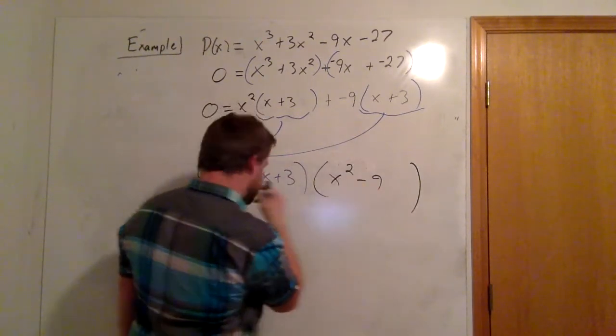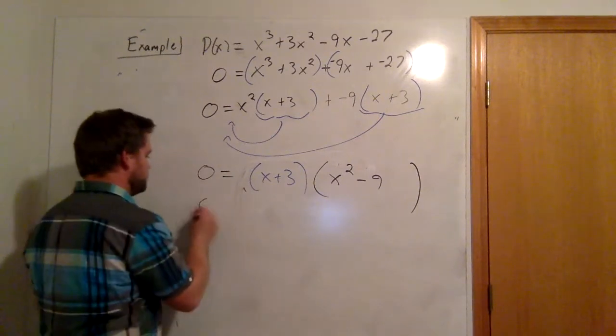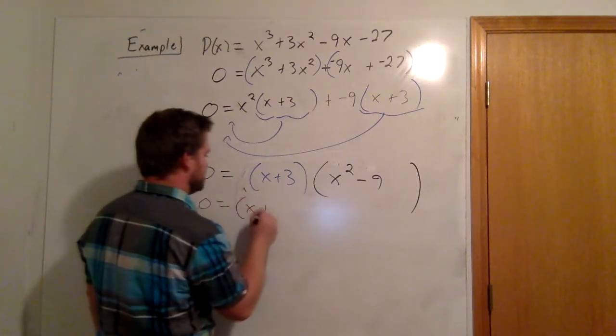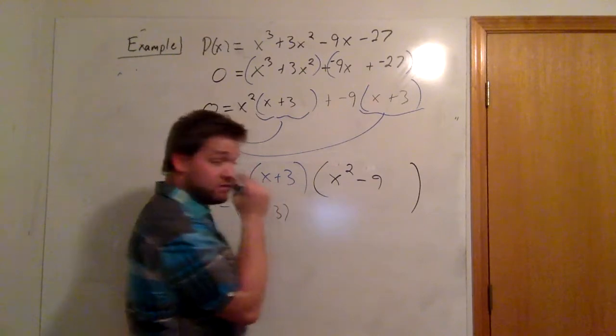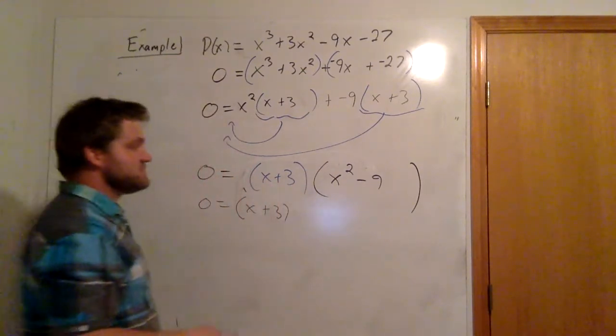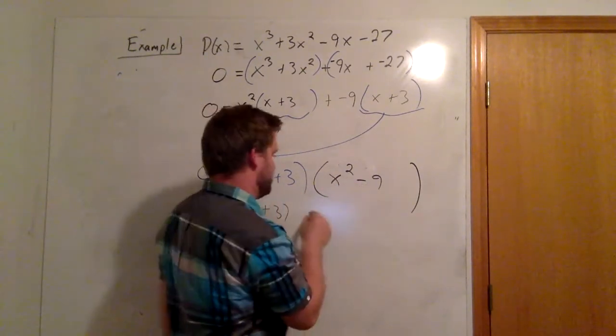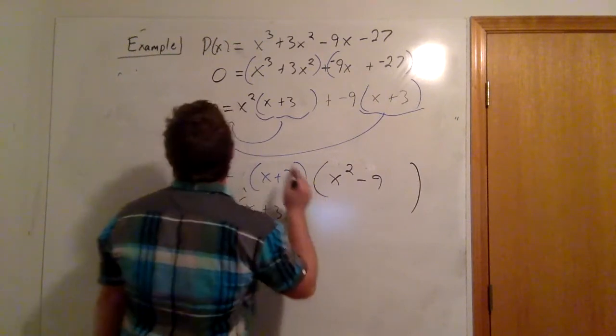Okay, so let's see if we can factor this anymore. So 0 will be equal to x plus 3. I think we can factor this a little bit more. I hope you recognize this is a difference of squares pattern. So a difference of squares, you kind of forgot.